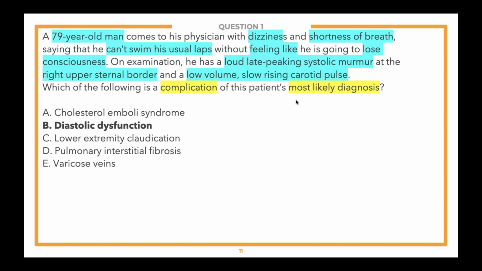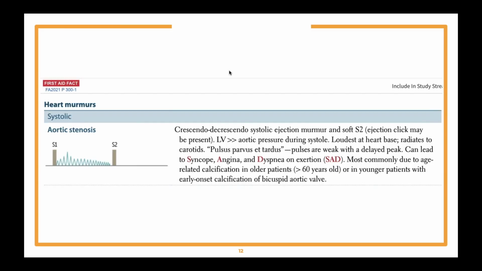So when you think of the murmurs that happen during systole, or during ventricular contraction, aortic stenosis and mitral regurgitation would be your left-sided murmurs. And in this case, we also know that it's happening at the right upper sternal border, which is classically your aortic area. So piecing all those things together, hopefully you were able to pick up that this was aortic stenosis. With aortic stenosis, you have decreased blood flow across that stenotic valve, which is why during times of exertion, they can present with feeling like losing consciousness or syncope-like symptoms.